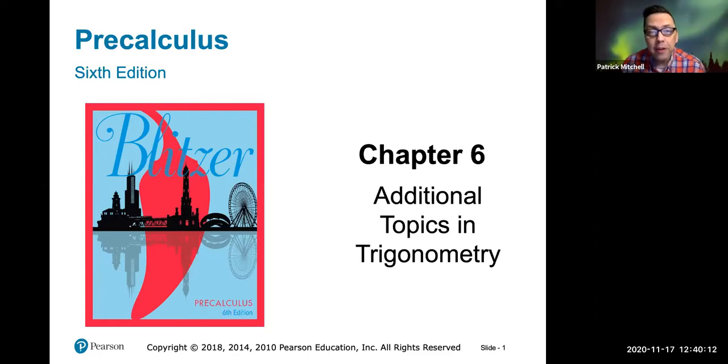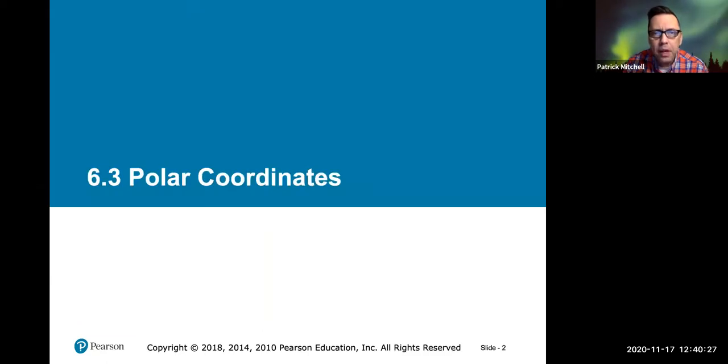So now we're going to start looking at a few sections from Chapter 6. In the trigonometry class, we cover sections 6.1 and 6.2, which is law of sines and law of cosines. We are not going to cover those sections again. Instead, we're going to look at a few sections that we didn't look at in the trig class, starting with section 6.3 on polar coordinates.